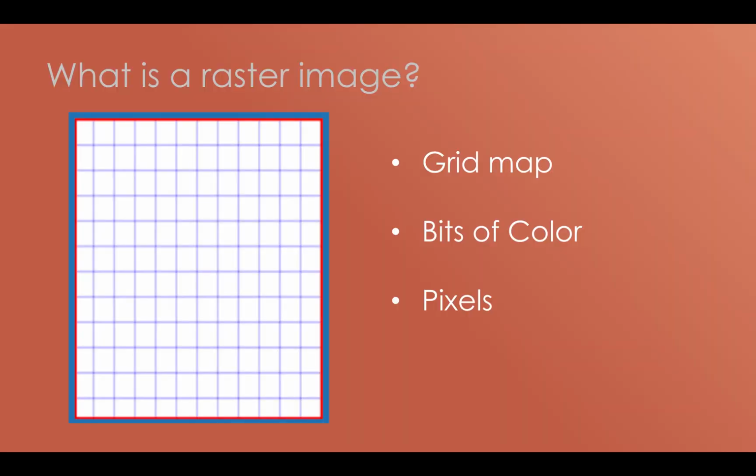A raster image is a grid map that has bits of color that are called pixels. You need to write raster image in all three of these bullet points. I would also draw this example. It is a grid map.